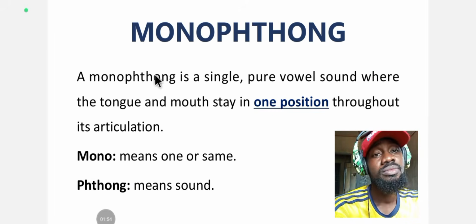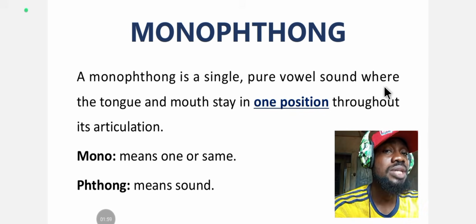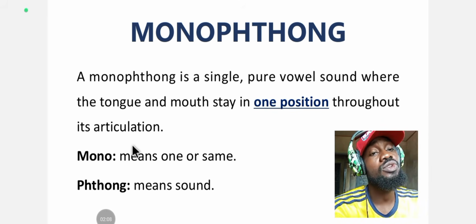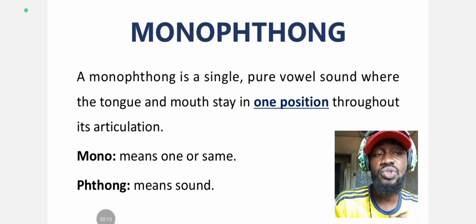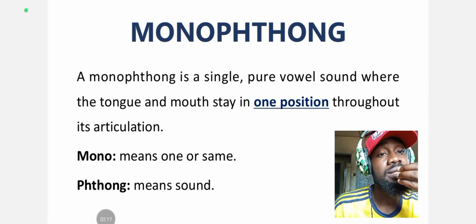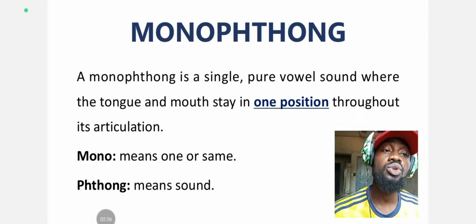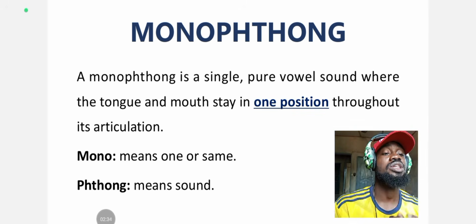Monophthong. What is a monophthong? A monophthong is a single pure vowel sound where the tongue and the mouth stay in one position throughout the articulation of the sound. The mouth and the tongue stay in one position throughout the pronunciation of that word. I am going to teach you how, but first of all, let's understand what a monophthong is.